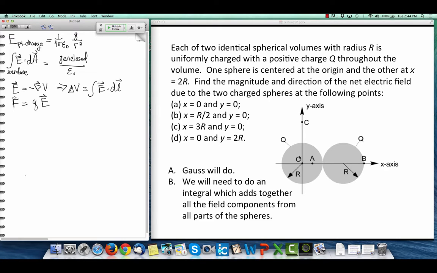This next problem has two spheres. They're identical spheres, each charged with positive charge Q. They have the same charge, so they'll have the same charge density. You're asked to find the electric field at 4 different points: at point O, the origin, at point A, at point B, and at point C. The question is, can you use Gauss's law to do this, or are we going to need to integrate over point charges? Start it up right now, and then I'll show you the answer.